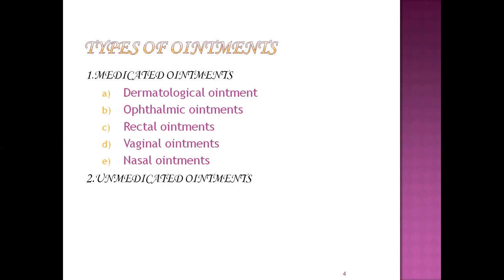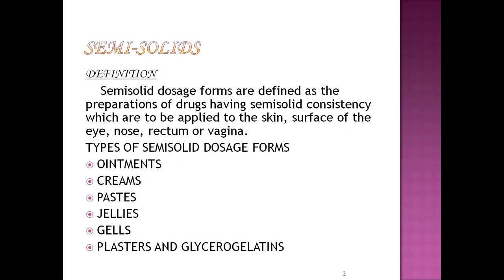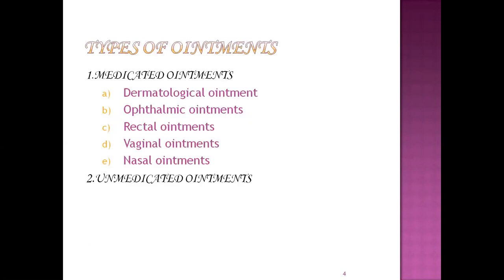So we know the different types of ointments. Earlier I talked about semi-solids only: ointments, creams, pastes, and plasters. Now the different types of ointments are medicated and unmedicated ointments. Medicated ointments are of five types: dermatological ointments for the skin, ophthalmic ointments, rectal ointments for the rectum, vaginal ointments for the vagina, and nasal ointments. The second type of ointment is unmedicated.